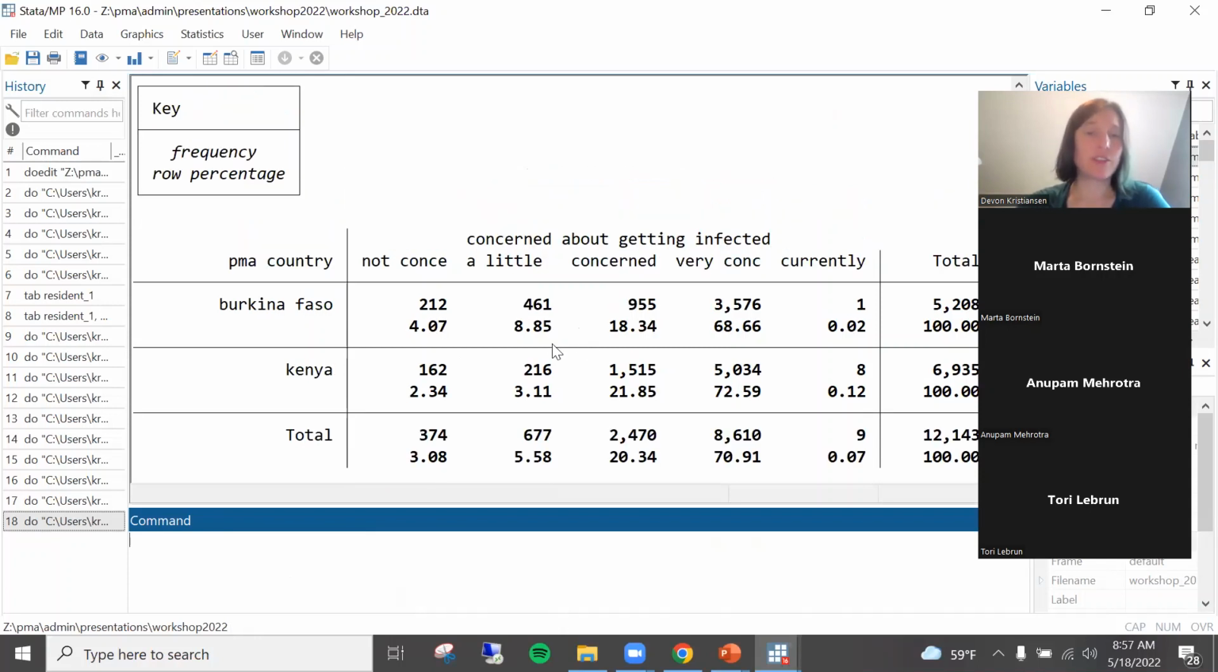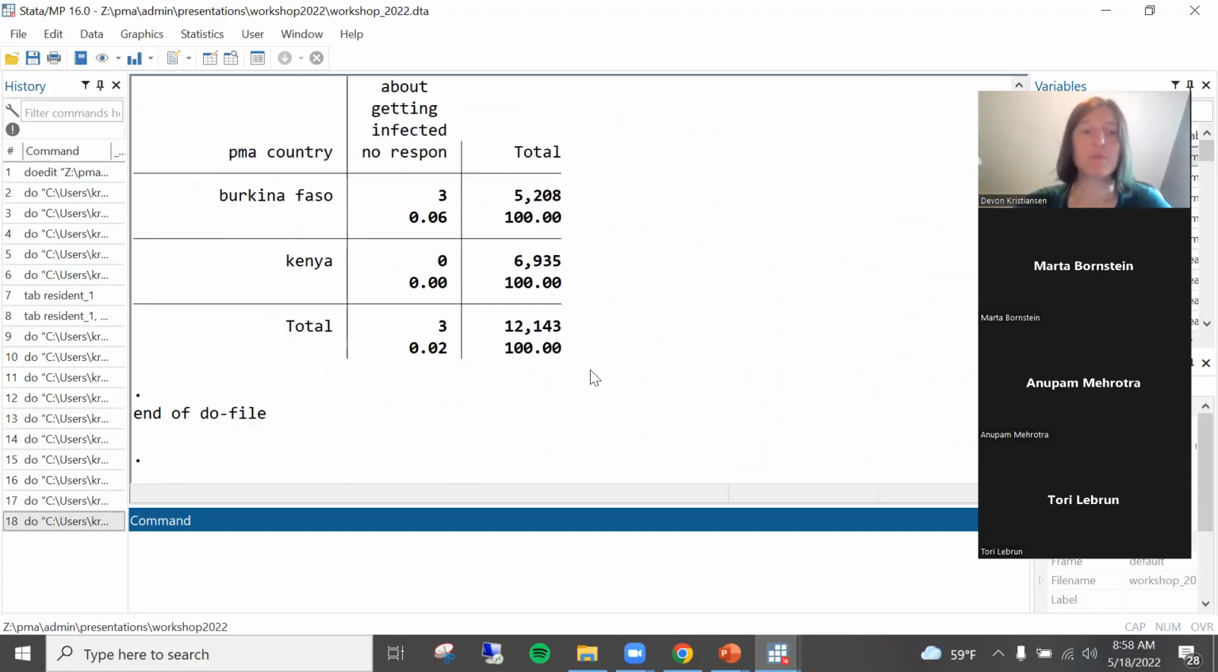So as you can see with the concern variable, a large majority in both countries, again, these are unweighted counts, were very concerned, with another group being concerned, and the not concerned and little concerned categories pretty low. So there could potentially be large impacts here. So it seems like the women in these samples probably were getting a lot of information, a lot of messages about COVID, experiencing a lot of impacts due to restrictions.